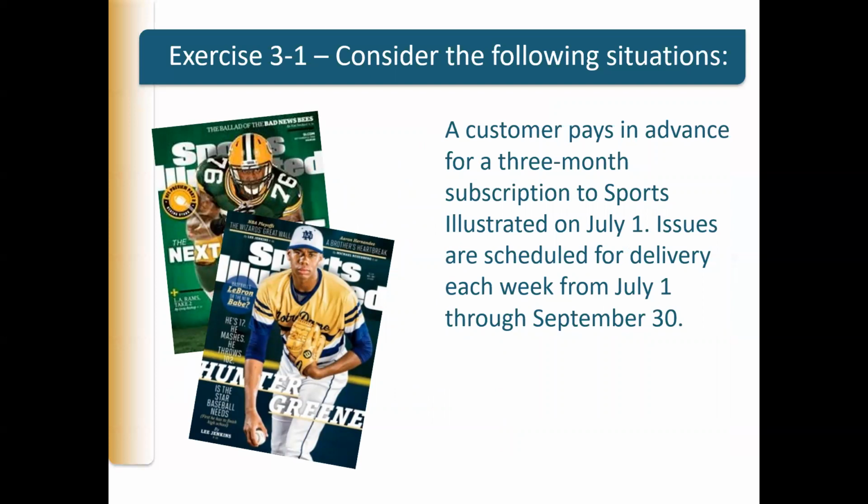I'm going to let you know something right now about this one. This is a little trickier, but it will make sense to you. A customer pays in advance for a 3-month subscription to Sports Illustrated on July 1st. Issues are scheduled for delivery each week from July 1st through September 30th. When will revenue be recognized, guys?